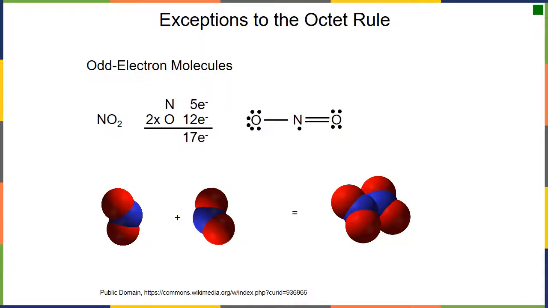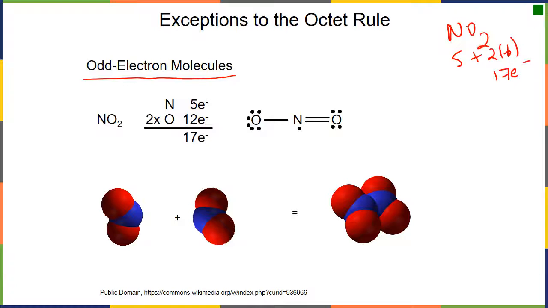Now we have some weird ones, particularly with nitrogen, where they have an odd electron. Odd electrons on them are free radicals. And if we have NO2, we're going to have 5 plus 2 times 6 for a total of 17 electrons. So we know we're going to have 1 left over.